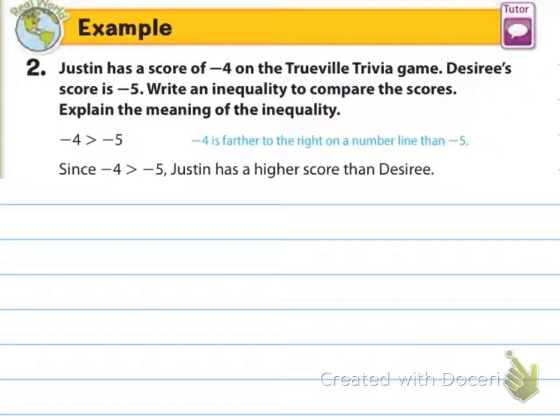All right, number 2. Justin has a score of -4 on the Trueville trivia game. Desiree's score is -5. Woo! Okay, does anybody watch Jeopardy? These are not good scores. Write an inequality to compare the scores and explain the meaning of the inequality. So -4 is actually greater than -5. So even though they both are really bad at this trivia game, Desiree is actually a little bit worse than Justin. So Justin is actually doing better. A -4 is better than a -5. Wow. Great job on the trivia game.